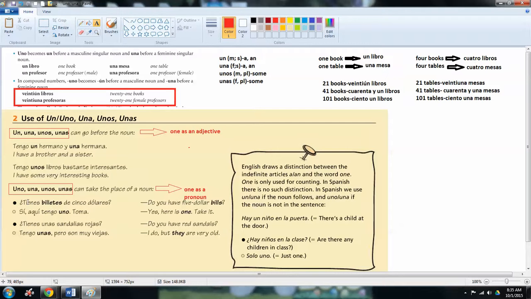Do you have billetes de $5? Sí, aquí tengo uno. Un billete. I have one billete here. ¿Tienes unas sandalias rojas? Yes, I have some. And the some is referring to the sandalias. Okay?